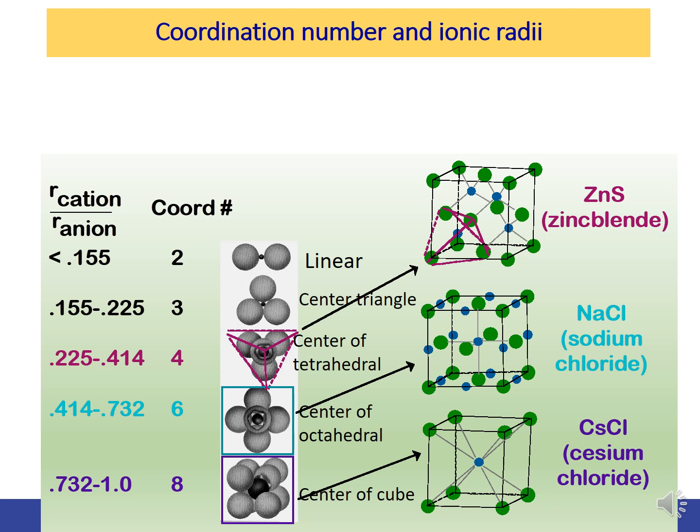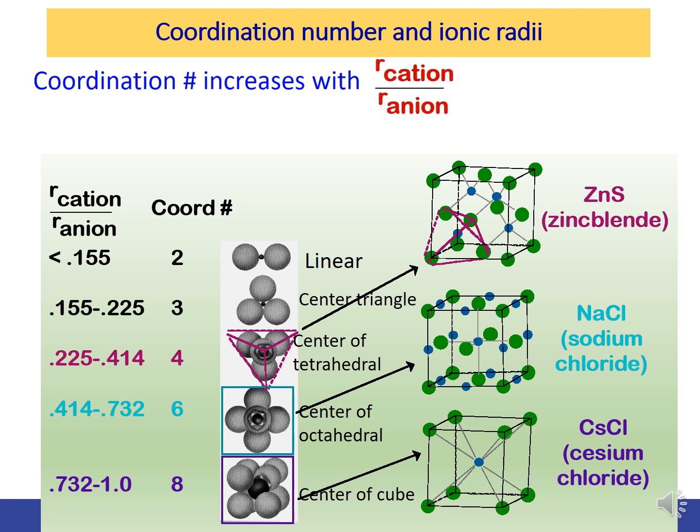So we mentioned the stable ceramic crystal structures form when the anions surrounding a cation are all in touch with that cation. And the coordination number, which is the number of anion nearest neighbors for a cation, is related to this cation-anion radius ratio. So the coordination number increases with RC over RA.